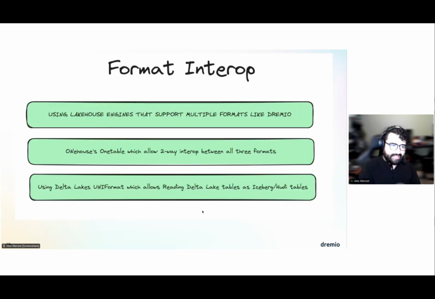Now we're getting to the end of the presentation. The last thing to talk about is format interop. That's a big topic because now there's multiple formats. People like different formats for different reasons. Like, oftentimes if you're doing AI/ML work and you're using Databricks, you're probably going to want to use Delta Lake because everything's kind of built around Delta Lake there.